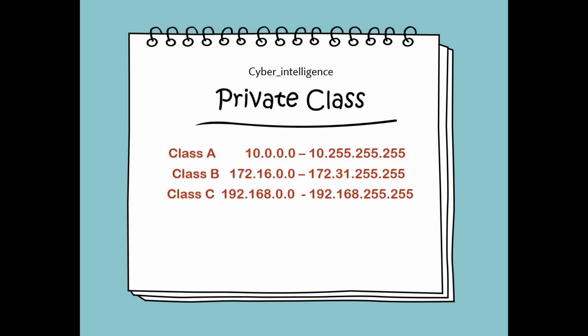Next, private classes. Private has just 3 classes: Class A, Class B and Class C. Class A is 10.0.0.0 to 10.255.255.255. Then Class B is 172.16.0.0 to 172.31.255.255. Class C is 192.168.0.0 to 192.168.255.255. That's it.